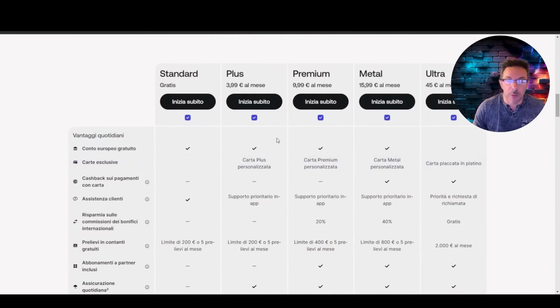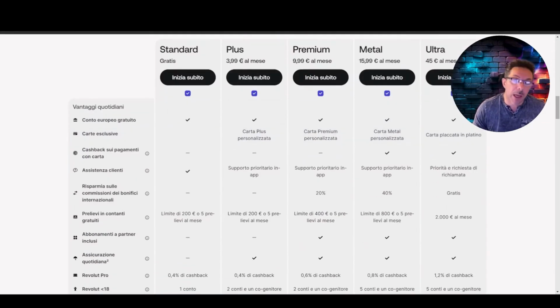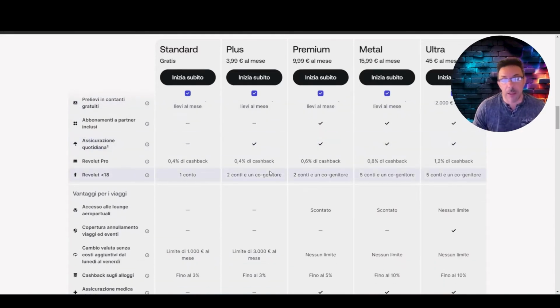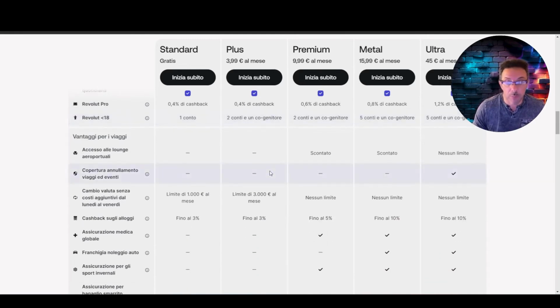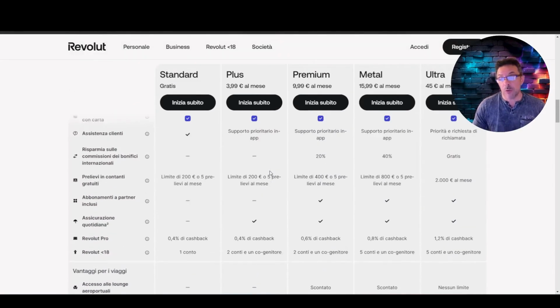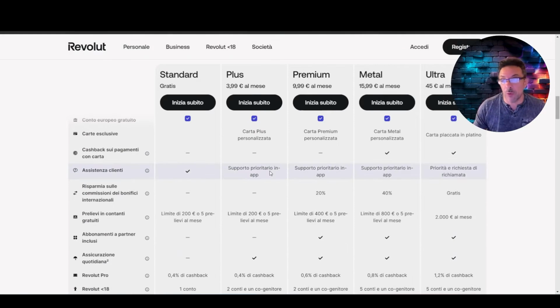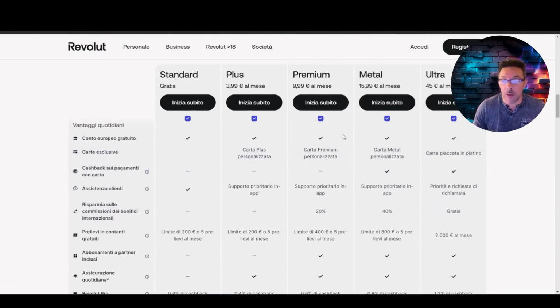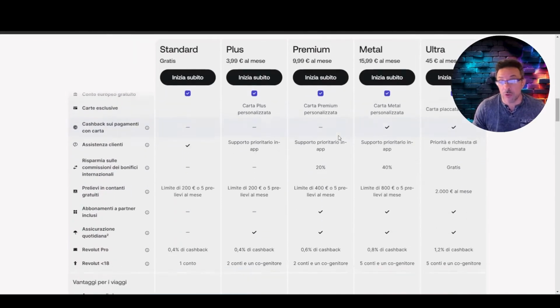Then there's the Plus plan, which costs 3.99 euros per month and has priority support via the app. Same withdrawal limits, and you can have 2 accounts, for example, one for you and one for your son or daughter. Then you have a currency exchange limit of 3,000 euros per month, and so on. From Premium to Ultra, obviously there are plans from 10 euros per month that offer other very interesting things, which I'll show you from the app.